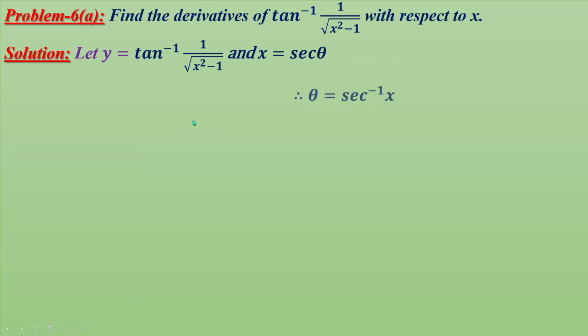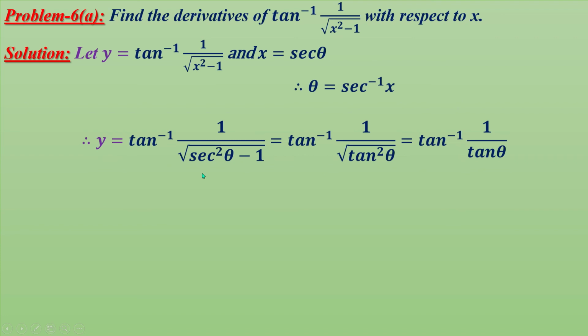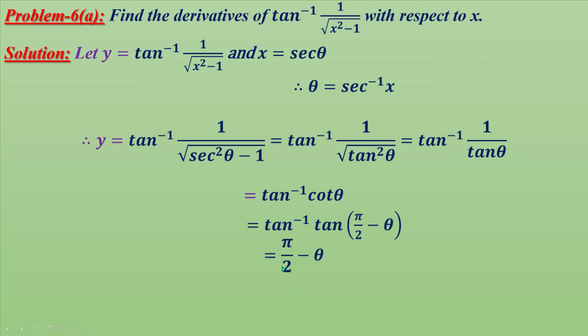We know this formula, and from here we can write theta is equal to sec inverse x. Therefore y is equal to tan inverse 1 divided by square root of sec square theta minus 1. Square root of sec square theta minus 1 means tan square theta, and the square root will be only tan theta. And 1 divided by tan theta is equal to cot theta. This is equal to tan inverse tan of pi by 2 minus theta. Finally we can write this equal to pi by 2 minus theta, but theta is equal to sec inverse x.